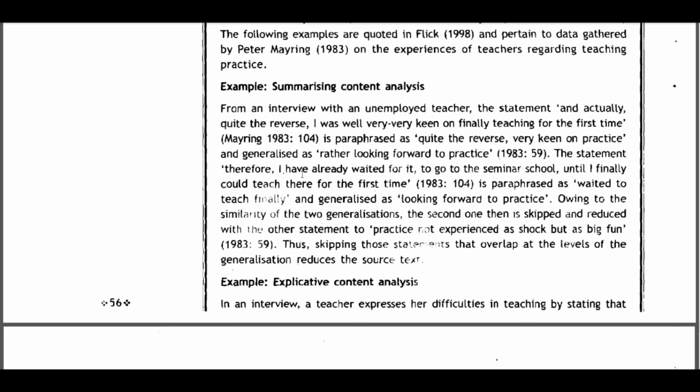The statement, "Therefore, I already waited for it to go to the seminar school until I finally could teach there for the first time," is paraphrased as "waited to teach finally" and generalized as "looking forward to practice." Owing to the similarity of the two generalizations, the second one is skipped and reduced with the other statement to "practice not experienced as shock but as a big fun." Thus skipping those statements that overlap at the level of the generalization reduces the source text.